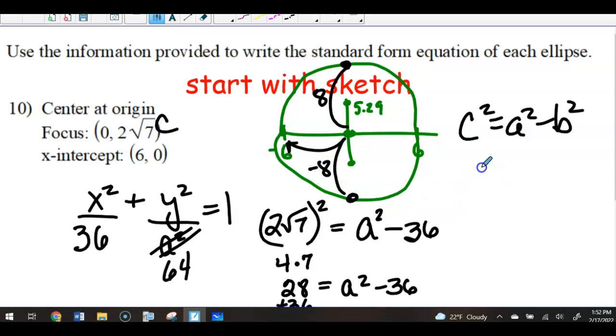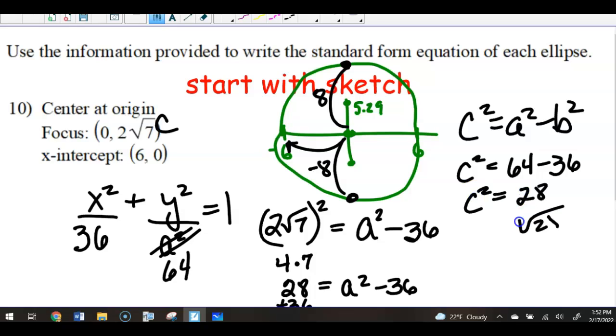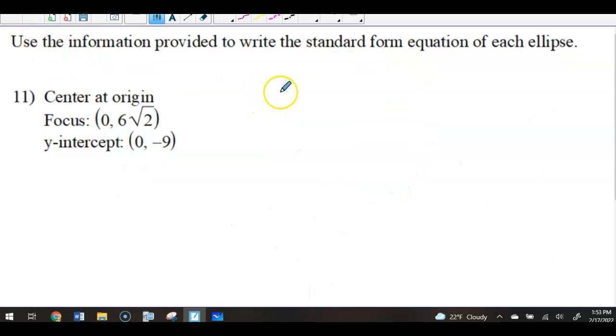So if we wanted to check that, we'd have 64 minus 36 as our a squared and b squared, and that would give us 28. And when we square rooted 28, we'd get 4 times 7, or 2 square roots of 7 for the foci. So we're double checking that that works. Okay? But I always have to start with a sketch on these because I can't keep straight in my head. You can try to follow just by doing the recipes, but it's easier for me if I do a little sketch. So one more of these.